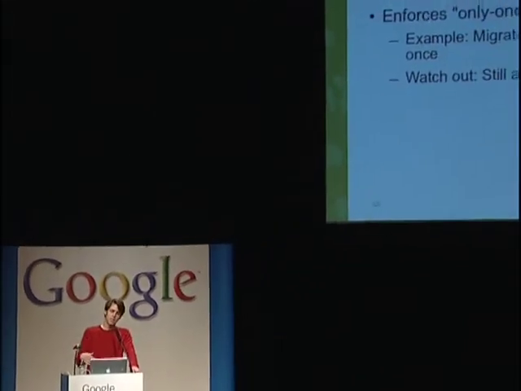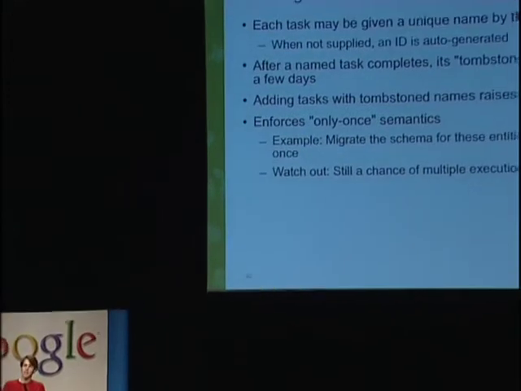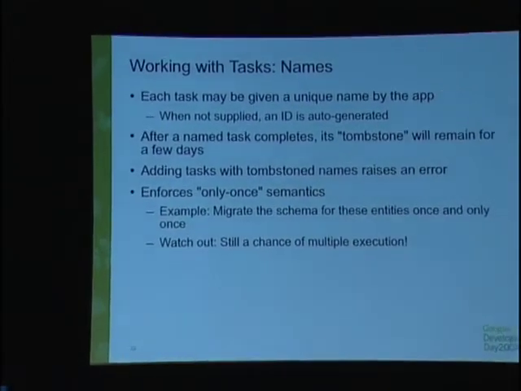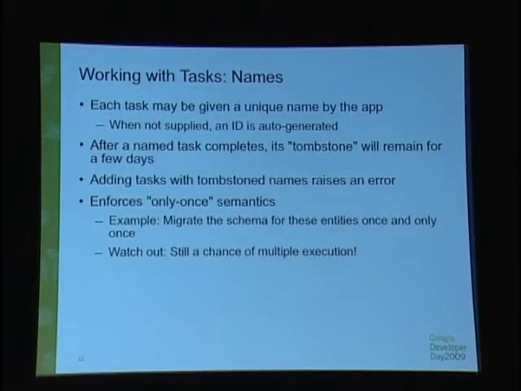The other thing that tasks have are names. And this goes back to the idempotence specifically. When you enqueue a task, you can give it a name. If you don't give it a name, it'll have an auto-generated ID. But what's interesting is that after a task with a name is done running, if you add other tasks with that same name, they won't run. So this is how you get only once semantics with the task queue. You define the task name, you add it, and then any other attempts to run that task again will never happen. And the first one that was added will win the race, basically.